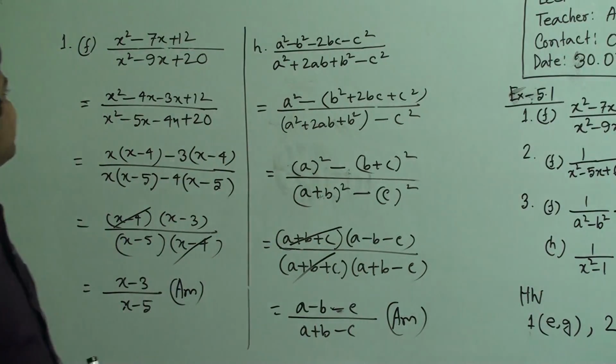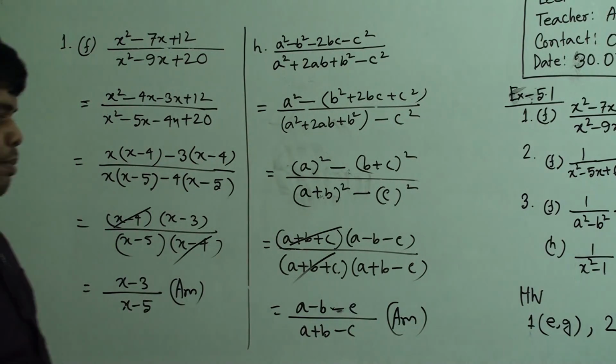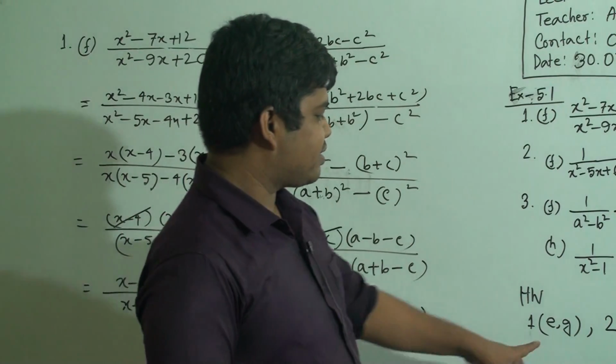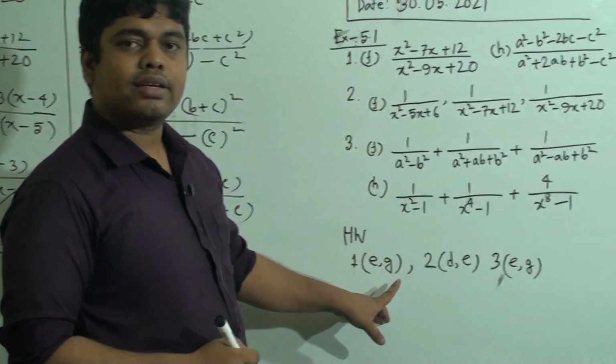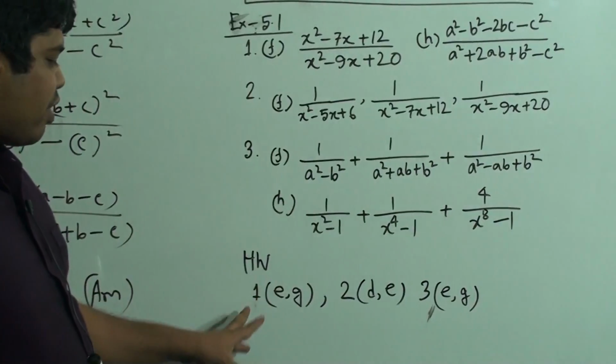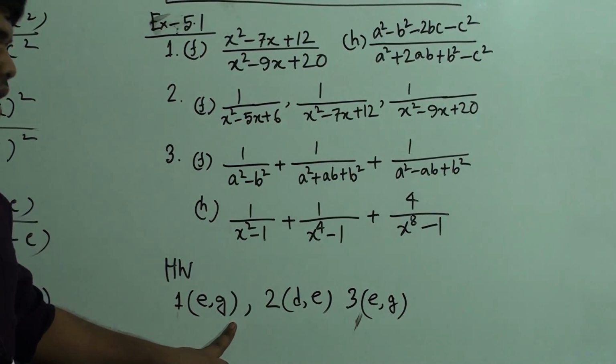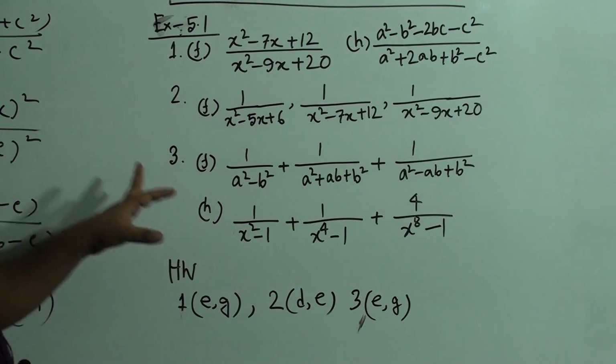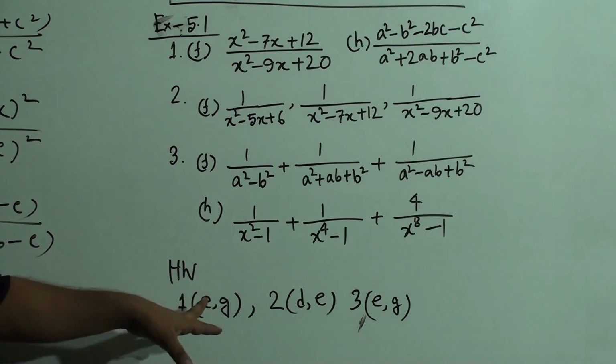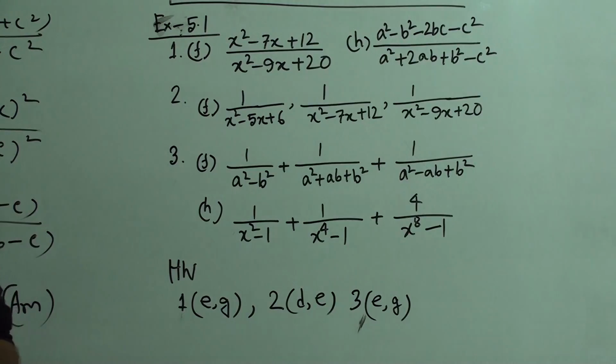Okay, my dear student, number 1 is done, and from number 1 you shall do HW, E number and G number. I repeat, you shall do HW, E number and G number. Okay, so at first you write the fraction, after that you convert that fraction into lowest term.